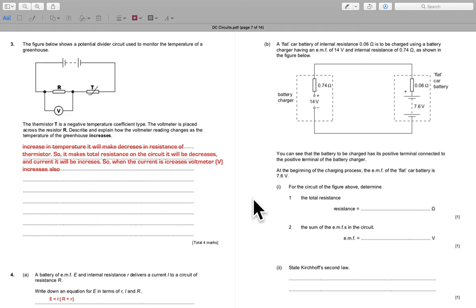So, for the circuit in the figure above, determine the total resistance. This is 0.74 plus 0.06, which equals 0.8 ohms, because this is a series circuit.